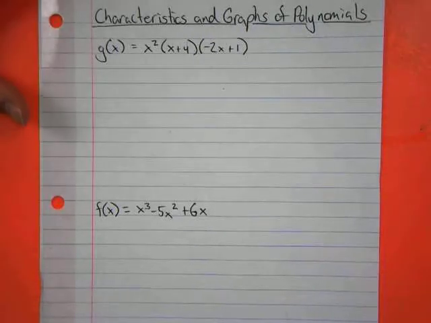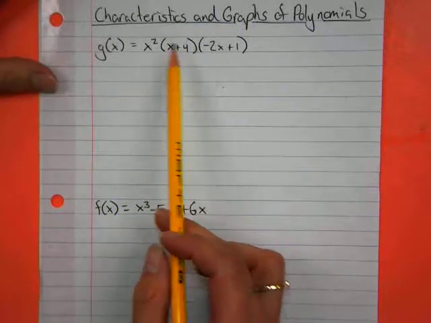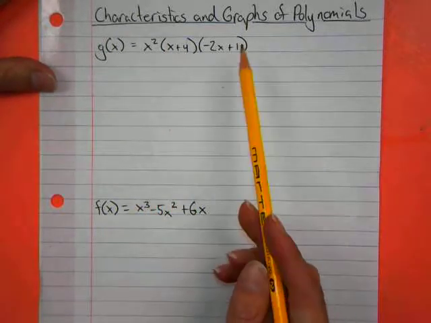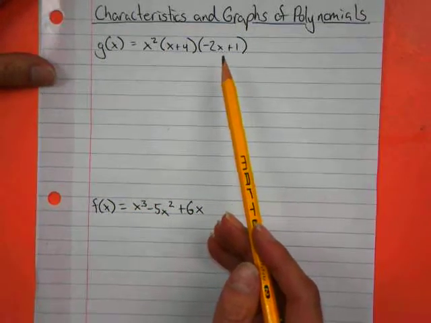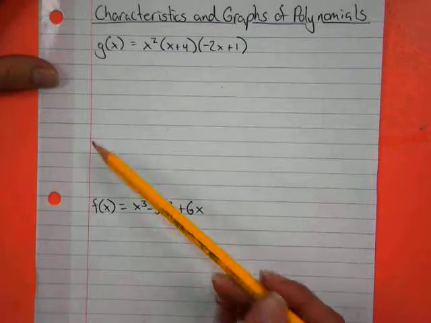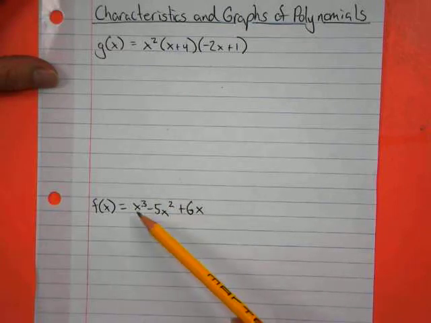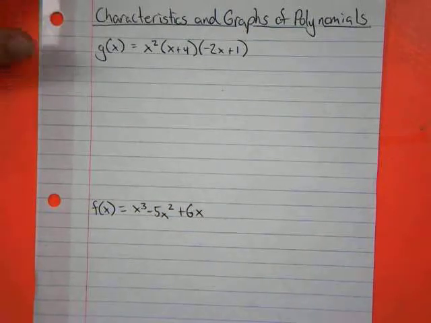Alright, so in this video I'm going to talk a little bit about what characteristics we know about a polynomial and how we can use that to sketch a graph of the polynomial. So I'm going to do one that is given to you in factored form, and I'm going to give you one that's written in this form where we have our three separate terms and we're going to need to factor.